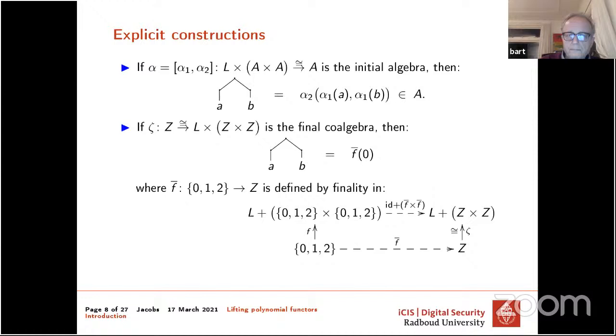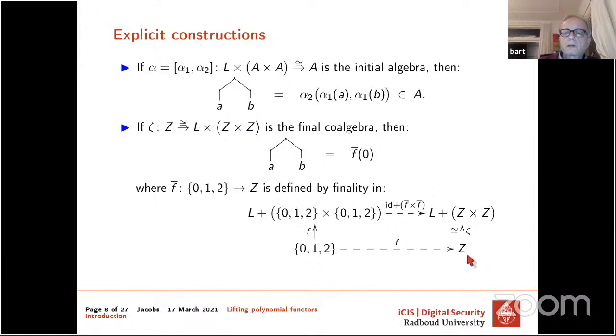Let's look at the same tree arising in a final coalgebra description. Again, there's a typo here, it should be L plus Z cross Z, where Z is now the final coalgebra, the carrier of the final coalgebra. So this tree arises as F bar of zero, where F bar is a map which arises in this diagram by finality. So this is the final coalgebra, and here I've written the plus in the right way.